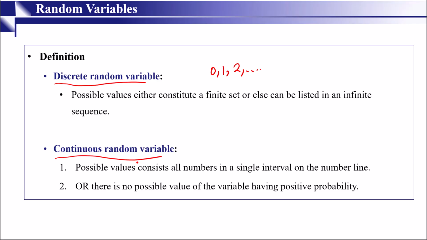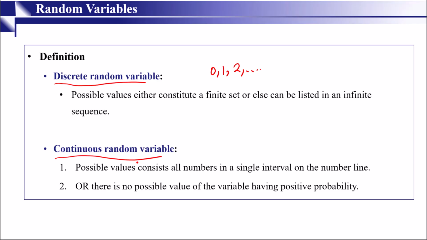It's all about range. So once again, discrete random variables are those whose possible values either constitute a finite set or else can be listed in an infinite sequence in which there is a first element, second element, third element, countably infinite.